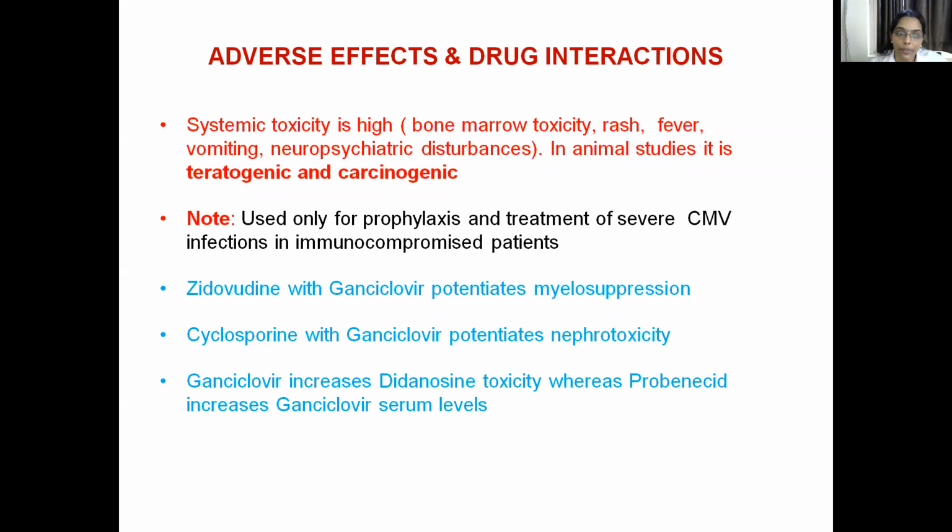The toxicity is very high for bone marrow; there will be bone marrow suppression. The important drug interactions here are: zidovudine potentiates myelosuppression when given with ganciclovir; cyclosporin potentiates nephrotoxicity when given with ganciclovir; ganciclovir increases didanosine toxicity, whereas probenecid increases ganciclovir serum levels in the body.